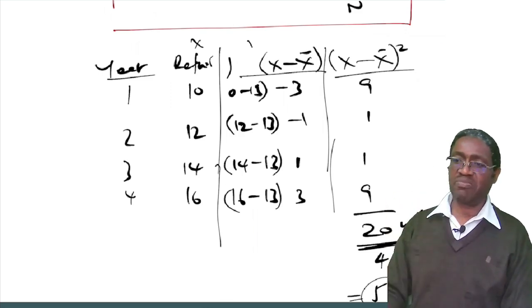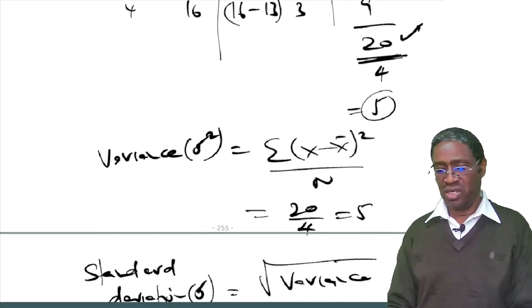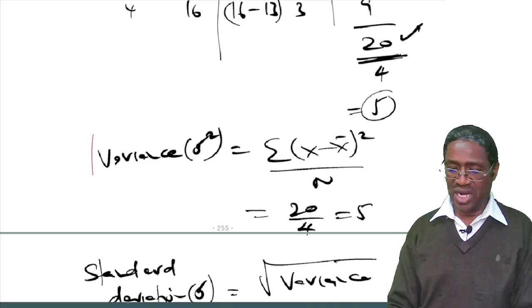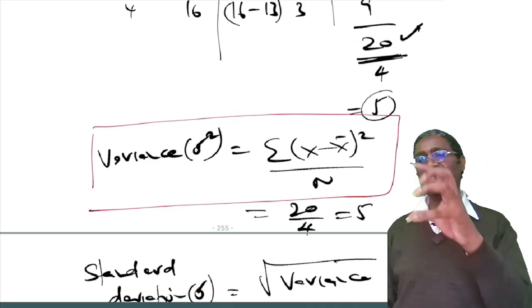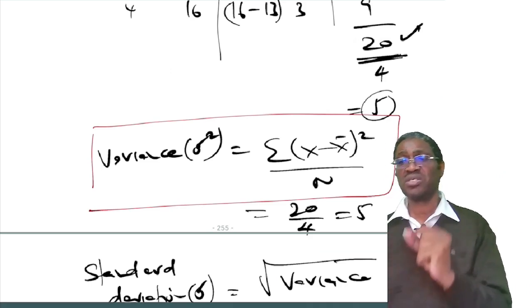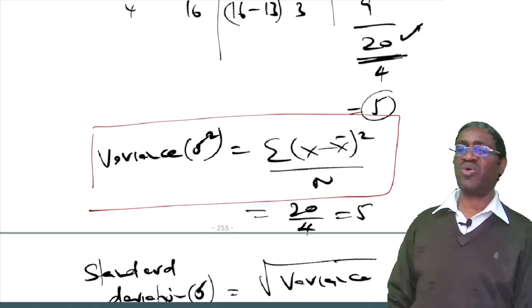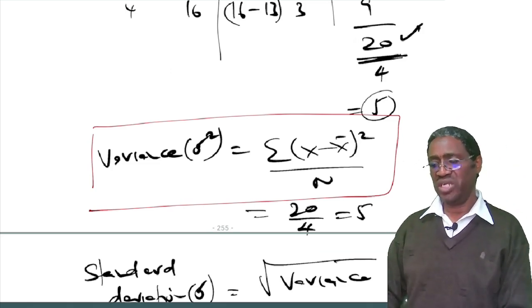You divide that by the number of observations, which is this formula now. That is the formula for what? Variance. Are you there? Then I've said, to get the standard deviation, get the square root of the variance. You just get the square root of the variance. So let's put down something, what we have already said.